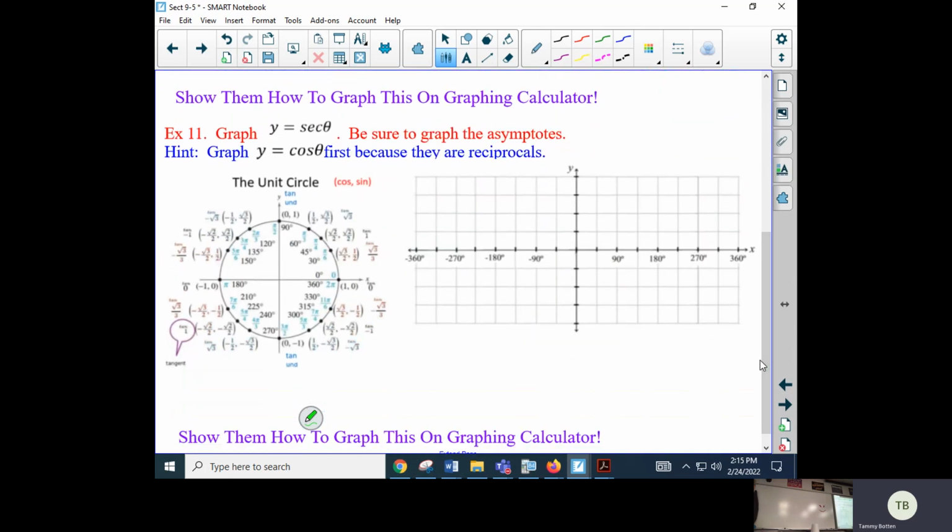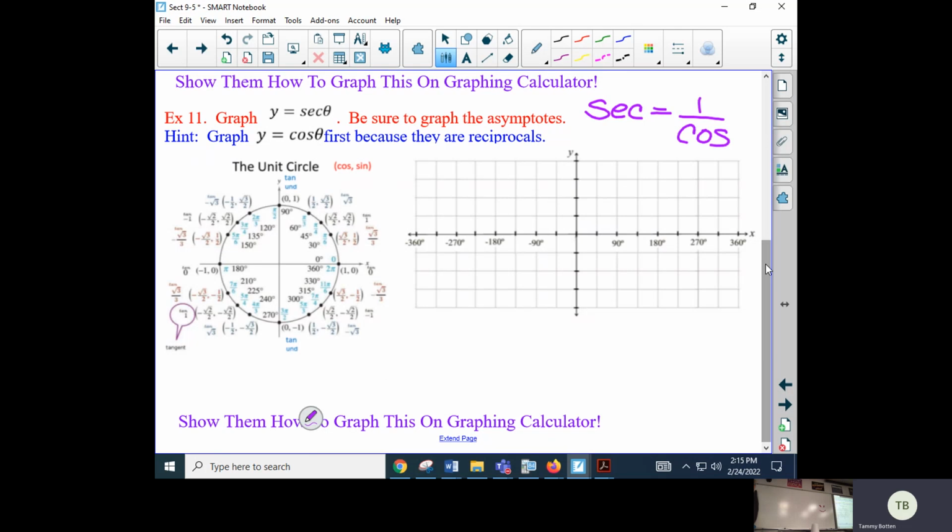So now we're going to do the same thing, but we're going to graph secant and cosine because secant is the reciprocal of cosine. So we're going to just draw a general cosine graph. And again, if you're not good at memorizing what they are, use your unit circle. At 0, cosine is the first thing in the ordered pair. So it's 1, then it goes to 0, then it goes to -1, then it goes to 0, and back to 1.